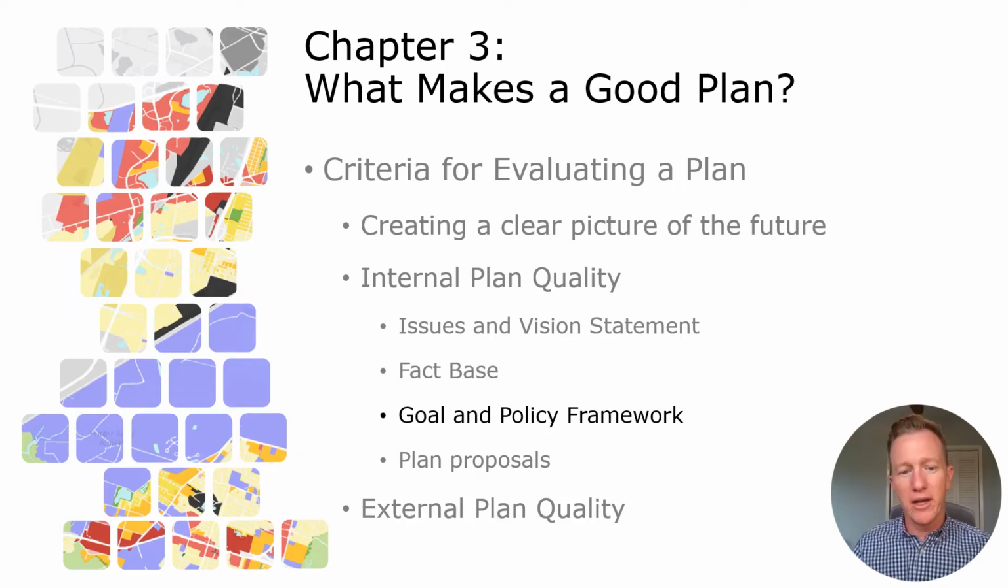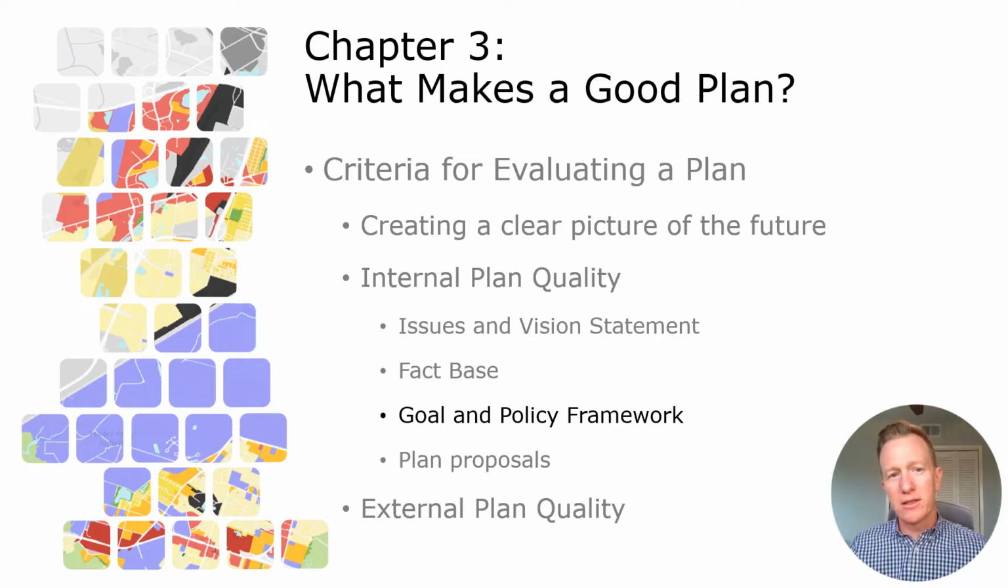So besides looking at what the issues are presently, writing a vision statement, and putting together a good set of facts, you then go and create the goals and policies, and you want to create those around a good framework. The goals of a general plan, and this is important, are broad statements about the desired future outcome or condition. It's not about how you're going to get there. It's about the end state that you're moving towards.